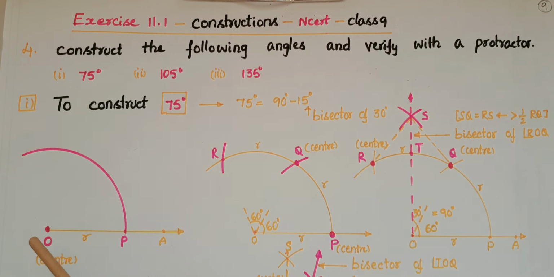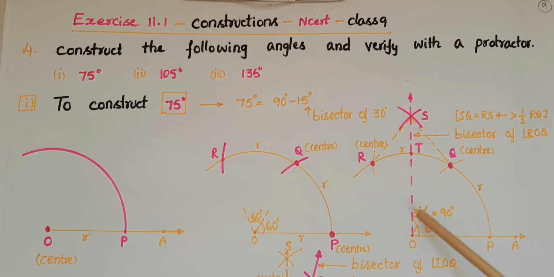We know this. So first draw a ray OA and with center O with some radius, draw an arc which intersects the ray at the point P. Then take P as center and draw an arc with the same radius which intersects at the point Q. With the same radius and Q as center, draw another arc which intersects at the point R. Then this angle is 60 degrees and this angle is 60 degrees.